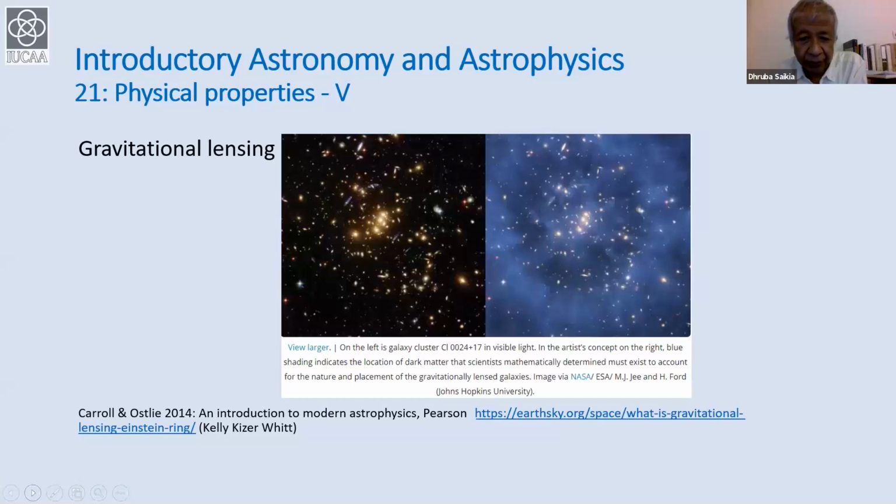This is just another view of a galaxy cluster, and you can see that these arcs are the ones where galaxies have been lensed. You can see that these arc-like structures over here are more distant galaxies which have been lensed by this cluster of galaxies. On the right is the artist concept. Blue shading indicates the location of dark matter, which the scientists mathematically determine must exist to account for the nature and placement of the gravitationally lensed images.